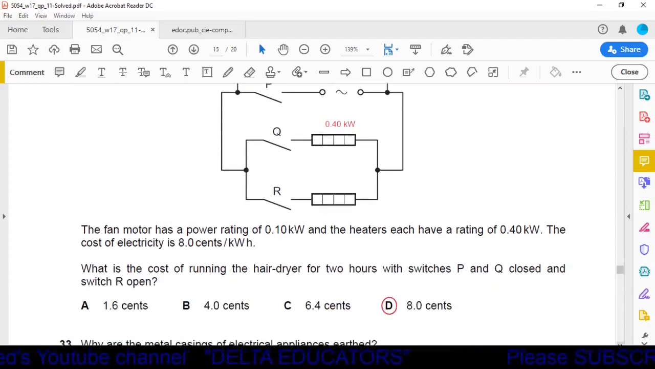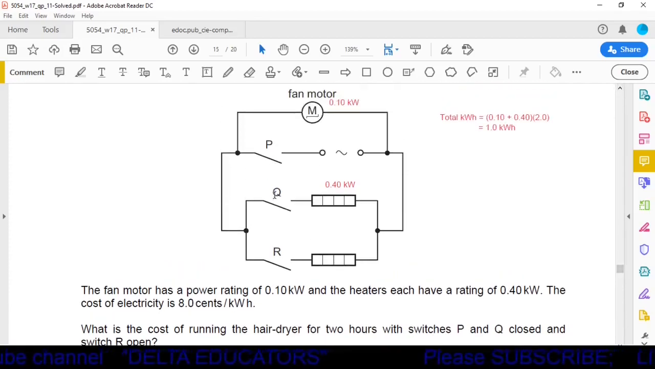What is the cost of running the hair dryer for 2 hours with switches P and Q closed and switch R open? Now we have to calculate the cost of the hair dryer when switch P and Q are closed. P and Q closed means the fan motor and one heater are connected in the circuit. Now we have to calculate total kilowatt hours. Total kilowatt is equal to 0.1 plus 0.4 that is connected to the circuit. It is 0.5. Total number of hours is 2 hours. So by multiplying 0.5 by 2 hours we will get the answer 1 kilowatt hour.